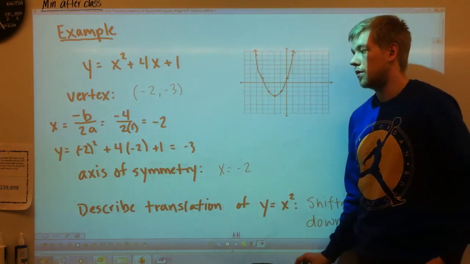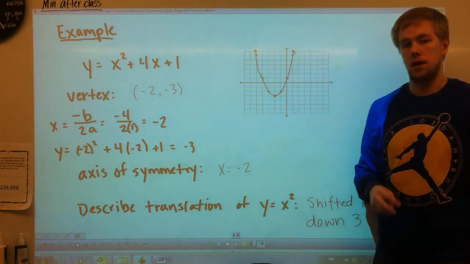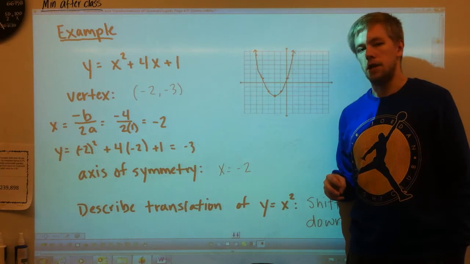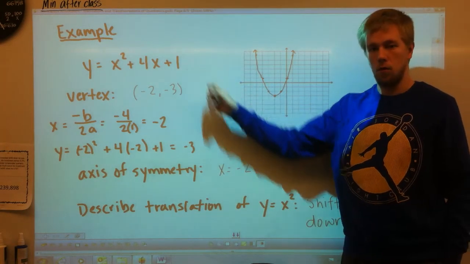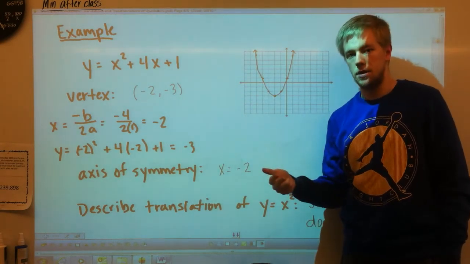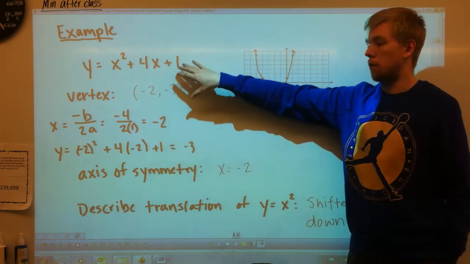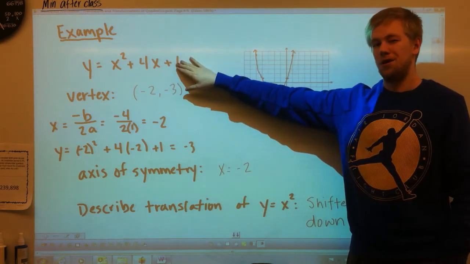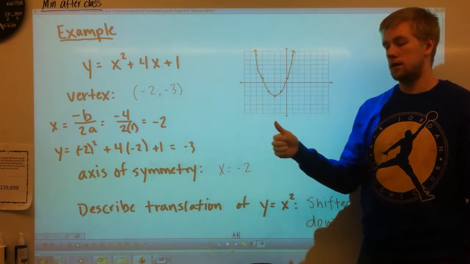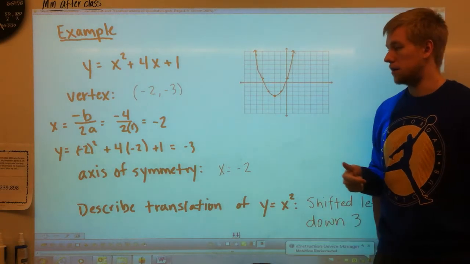Alright, this is an example. Those previous two examples were written in vertex form. This is written in standard form, where we have ax squared plus bx plus c. This is the one that you're probably most comfortable with, but it's a little trickier to find the vertex and axis of symmetry based off of it.